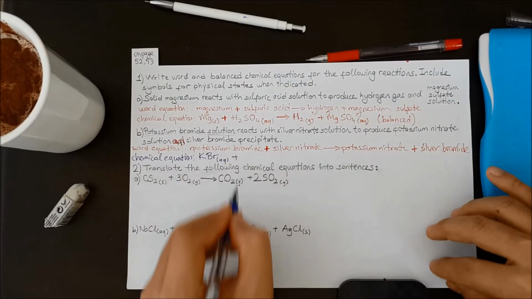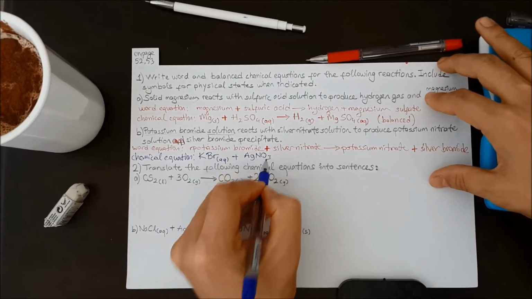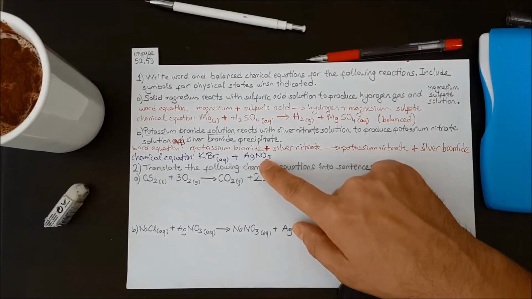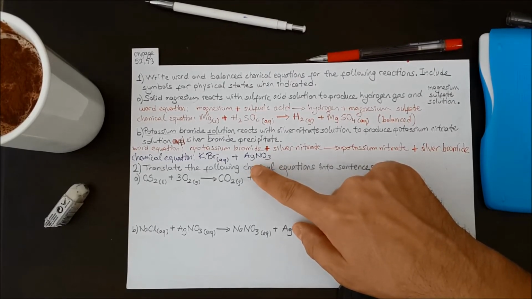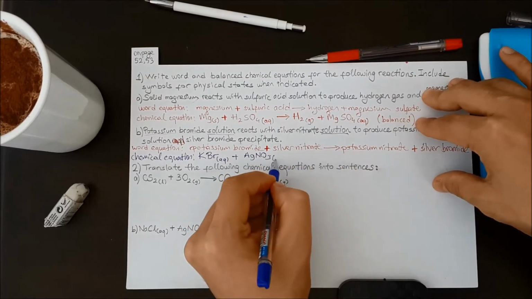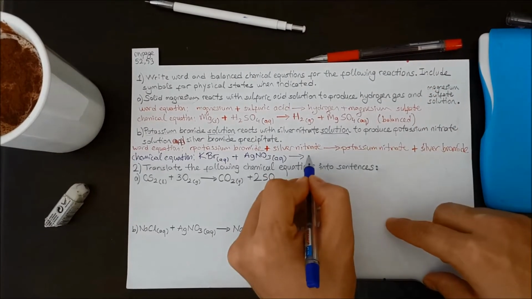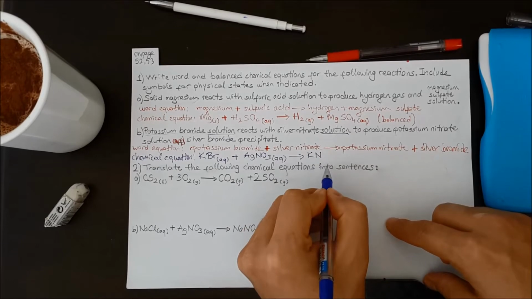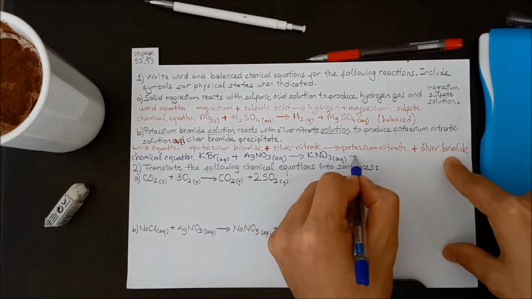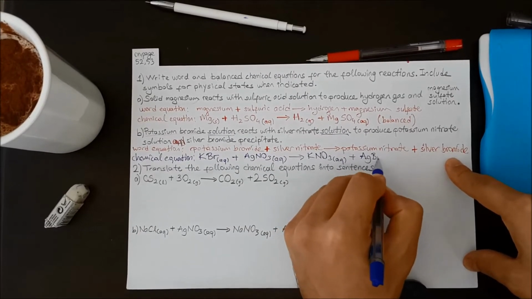Plus silver nitrate. Silver nitrate, its formula can be written like this. Ag, its charge is +1. Nitrate, it's a polyatomic ion, its charge is minus. Cross over the charges, get the formula AgNO3. And its state is aqueous, shown by aq. And they react to form potassium nitrate solution, KNO3 solution, and a precipitate of silver bromide.